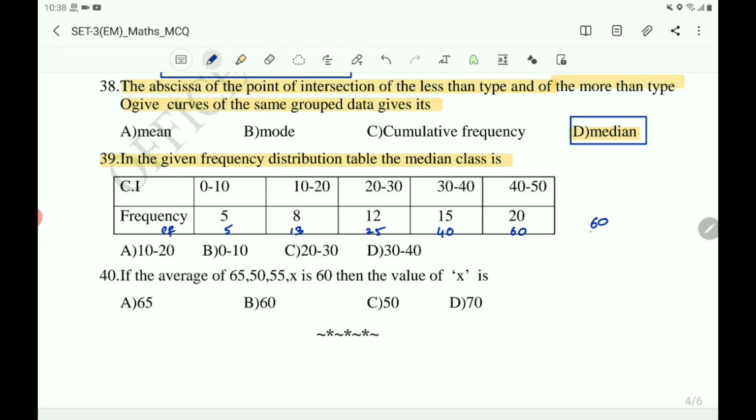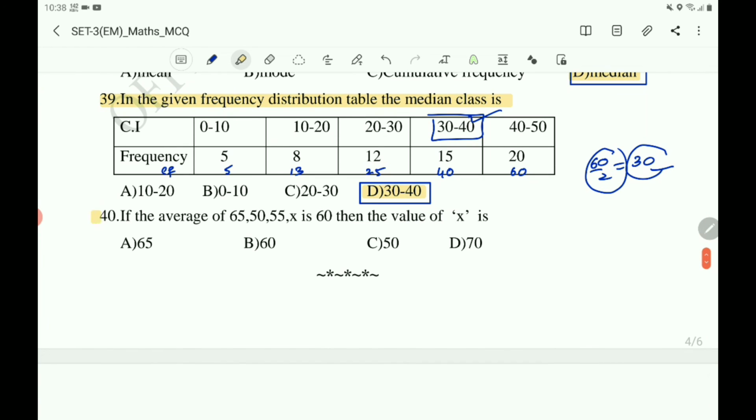Then 60 by 2 equals 30. The nearest greater is 40. So you must take this. So what is the median class here? The median class is 30, 40. What is the answer? Option D is the answer. Median class is 30, 40 because it is nearest greater to this 30. 30 is the n by 2, the sum of all the frequencies divided by 2, and the middlemost score comes in this class. So it is called the median class.